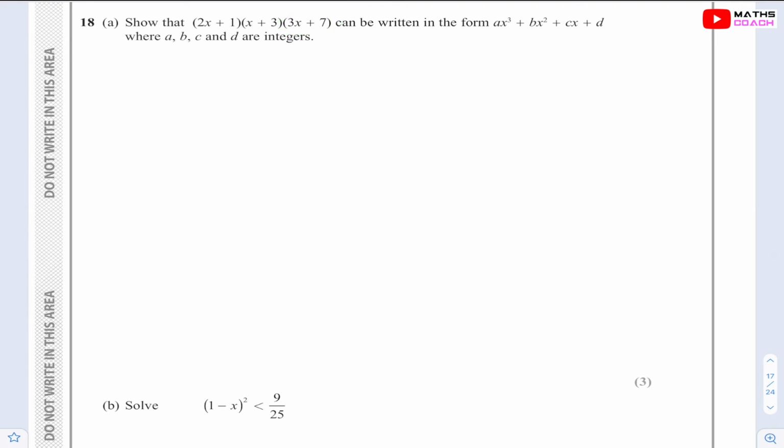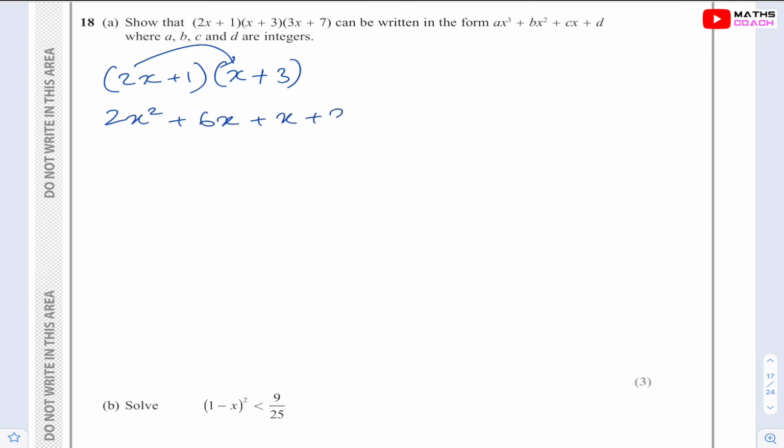So let's go. 2x plus 1 and x plus 3. So I'm going to expand that out. I get that times that very quickly. So 2x squared plus 6x plus x plus 3. Collect the like terms. So 2x squared plus 7x plus 3.